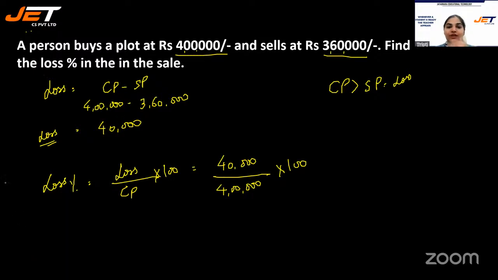Very easy. You don't even need your pen or pencil for this. You can calculate it in your mind. So what will I do? I'll cancel 4 zeros by the 4 zeros, 1 zero by the 1 zero. So this is 40 by 4, which is 10%. 10% is the loss percent. 10 is the loss percent in the sale. Okay?